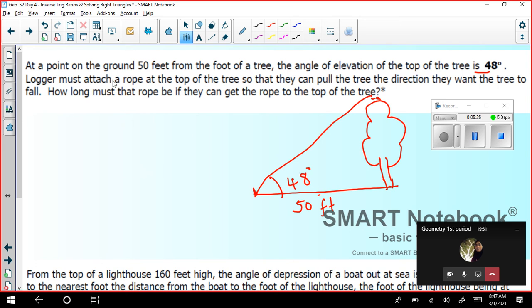A logger must attach a rope at the top of the tree so that they can pull the tree in the direction they want the tree to fall. How long must the rope be if they can get the rope off to the top of the tree? So they want this particular distance. This is your rope, right? It's being tied at a 50 feet distance from the foot of the tree to the top of the tree. I want this particular distance.